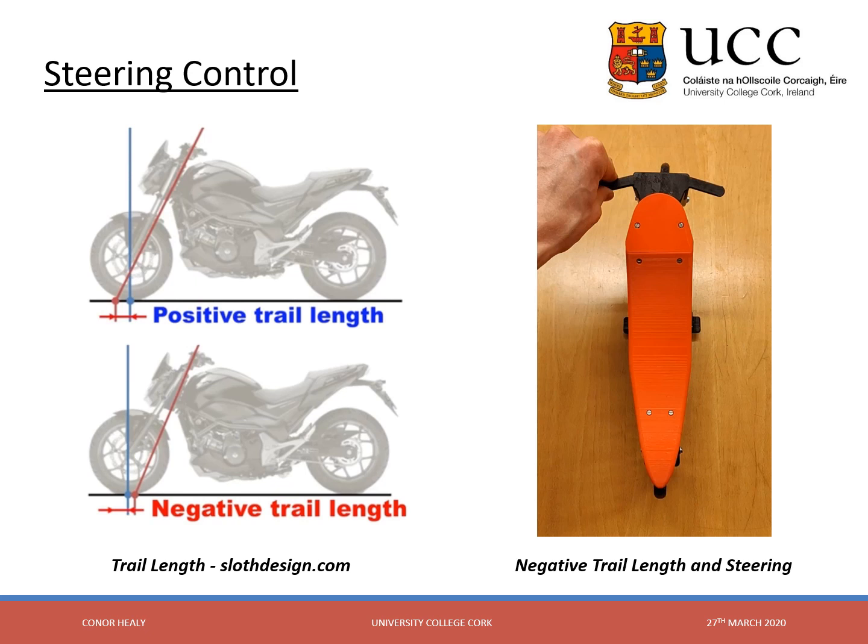The method of actuation used in this project was steering control. Steering control uses negative trail length to cause the motorcycle to roll in the opposite direction that the handlebar is turned.